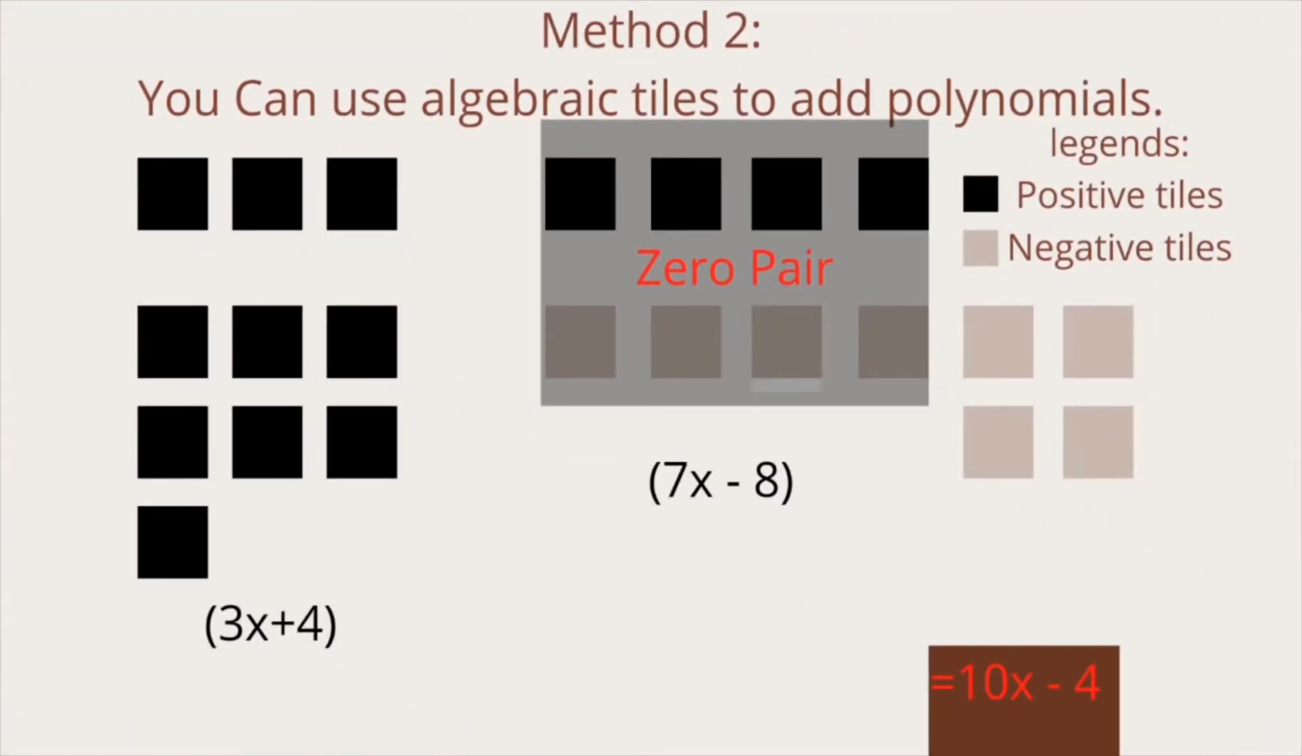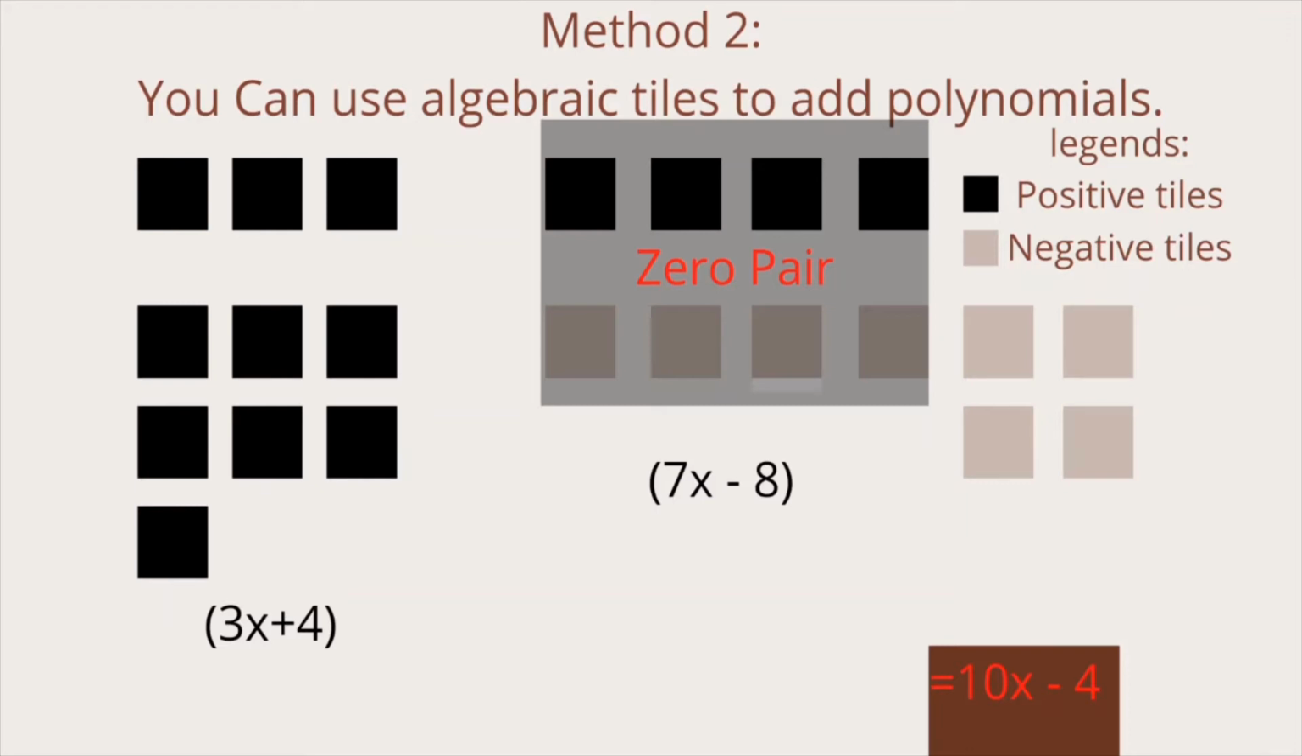On the second method, we can use algebraic tiles to add polynomials. We have the legends here. The dark tile represents the positive tile, and the light tile represents the negative tile. So we have the equation (3x plus 4) plus (7x minus 8).